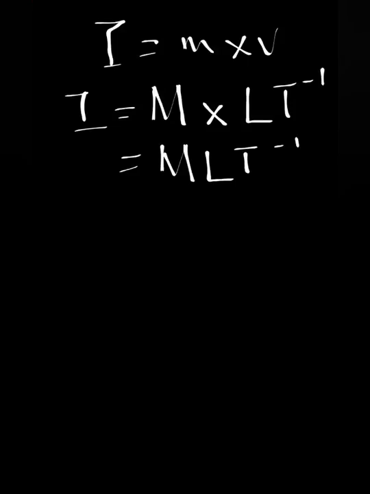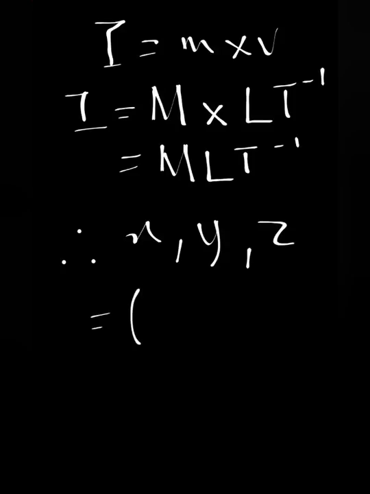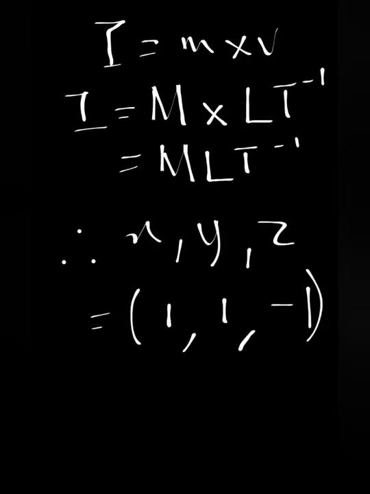Since the question asked us to get the values for x, y, and z, we can say, therefore, x, y, z equals, if we look at the powers, M is raised to power 1, L is raised to power 1, and T is raised to power minus 1. Therefore, x has a value of 1, y has a value of 1, and z a value of minus 1.